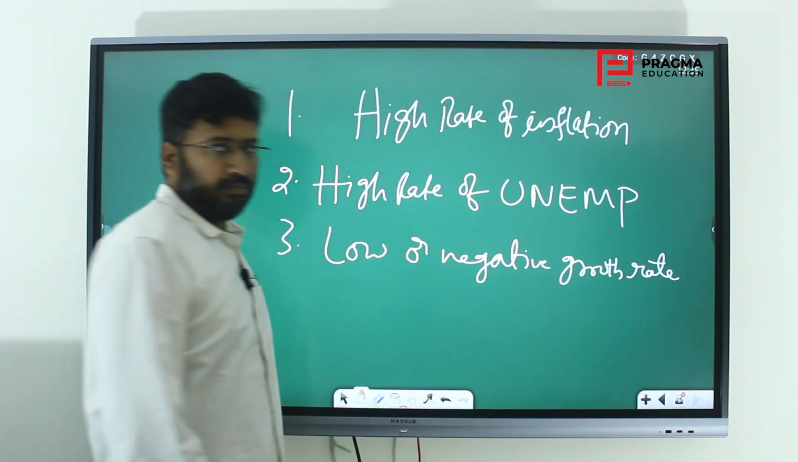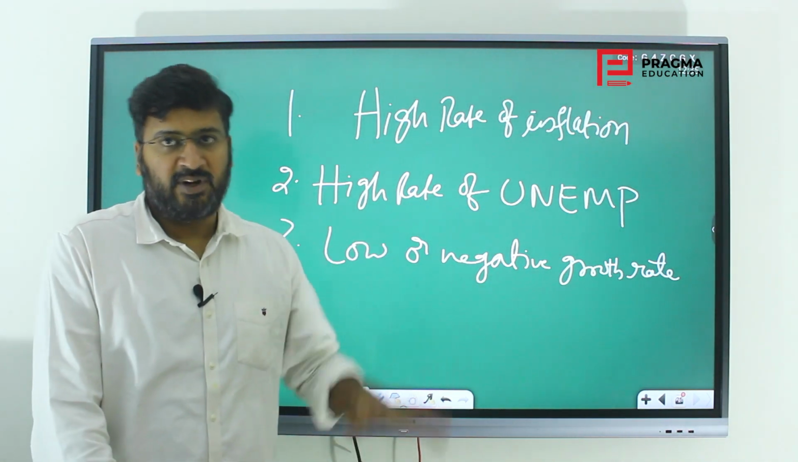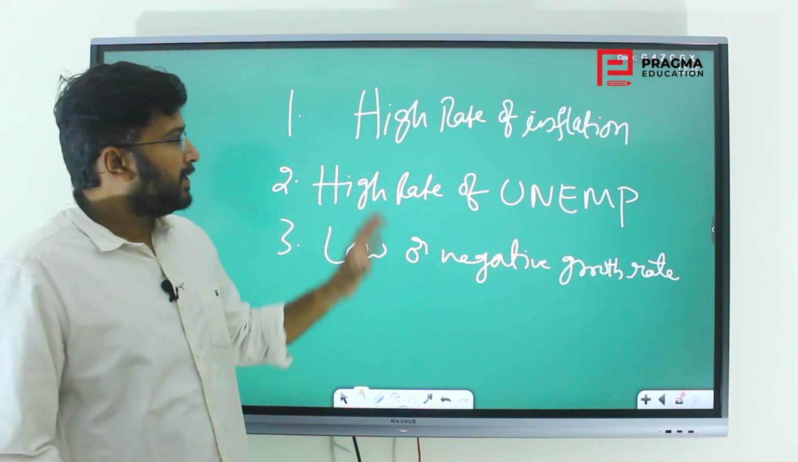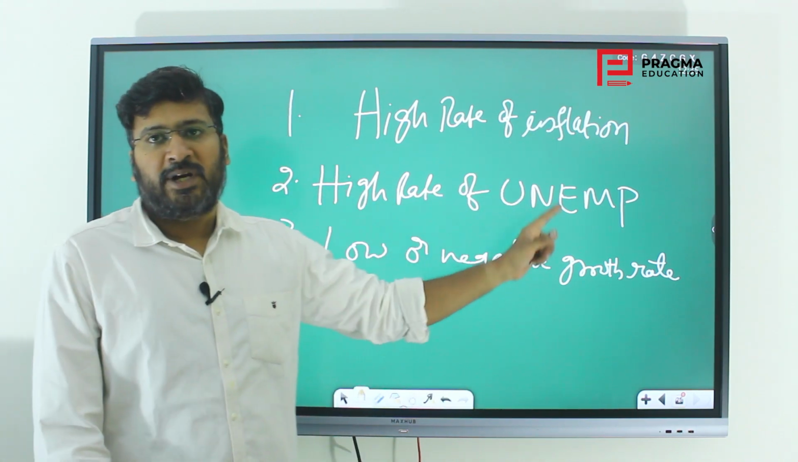Growth rate will fall down. At that time, it will be difficult for the economies to swim through those inflationary gaps. So that is stagflation. What happens is the inflation is high, but the unemployment rate is also high.